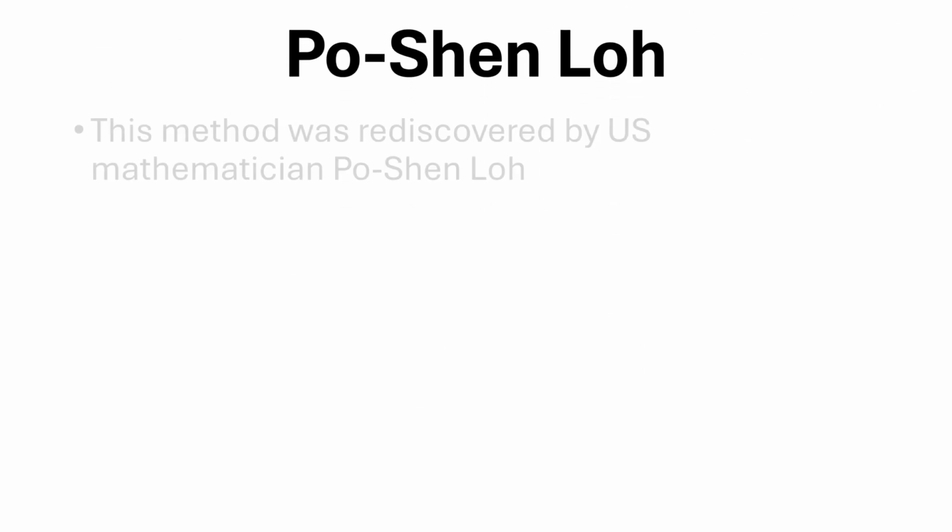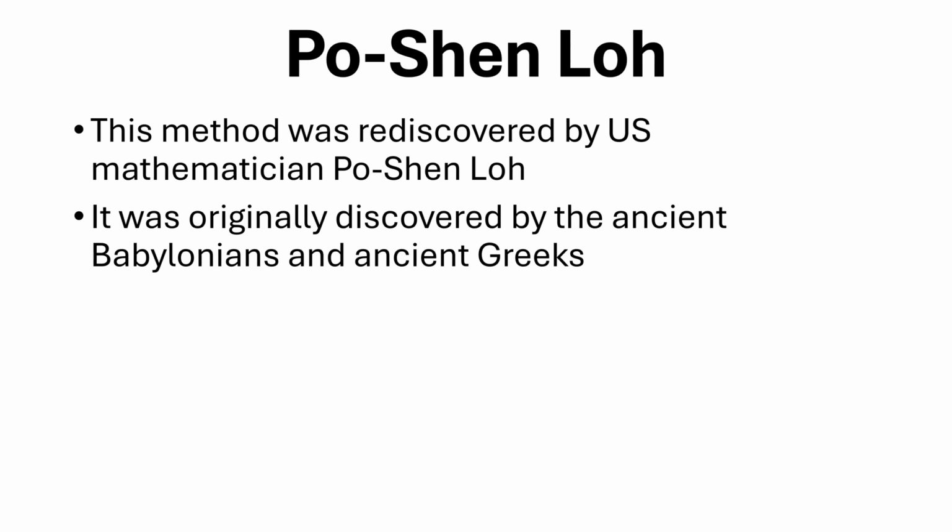This method was rediscovered by an American mathematician called Po-Shen Loh, but it was originally discovered by the ancient Babylonians and the ancient Greeks independently. Completing the square.